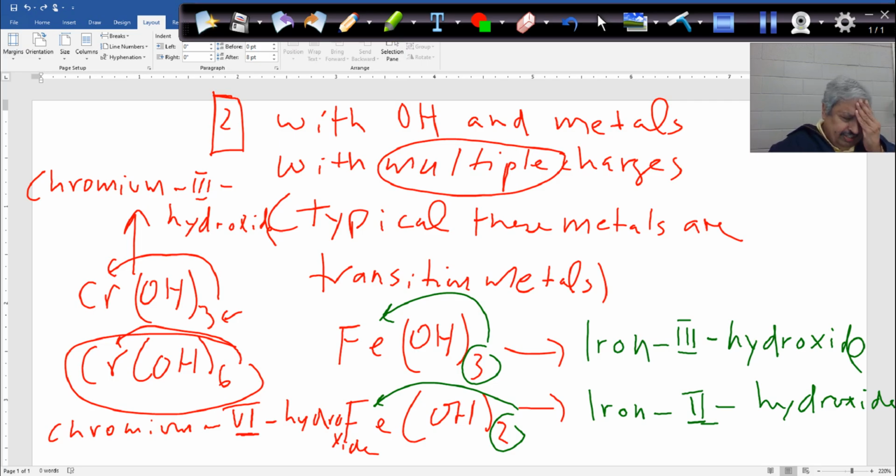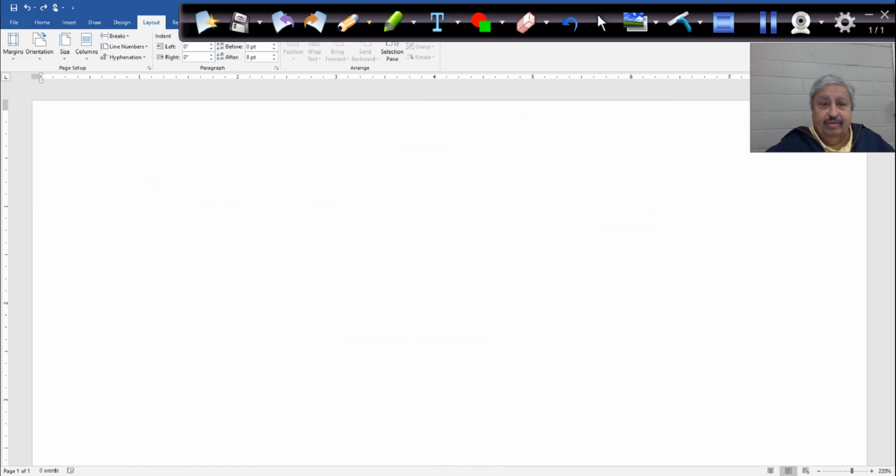Now the third type is very unique common names we can use for some bases, because they don't have the hydroxide per se. So common name bases, so bases with common names. So can I take this one out? Everybody has it? Good, perfect. So let's do this one here.